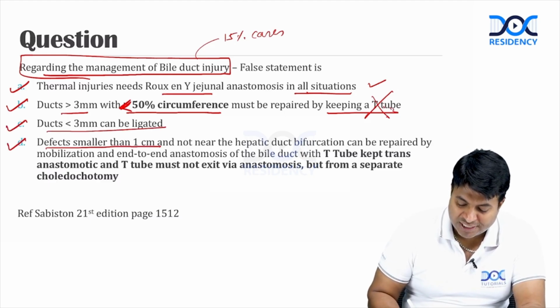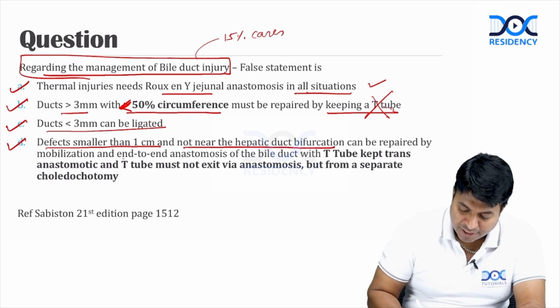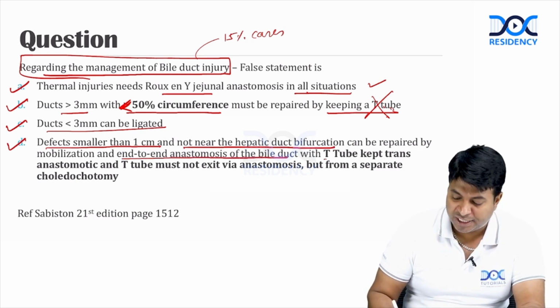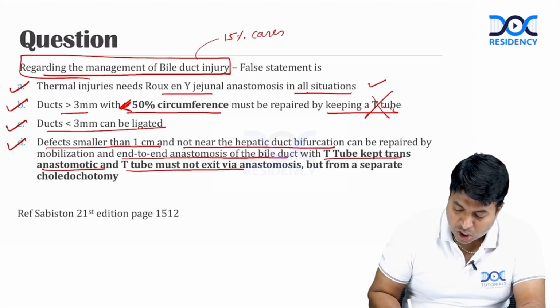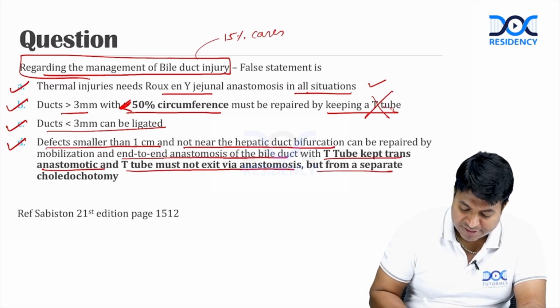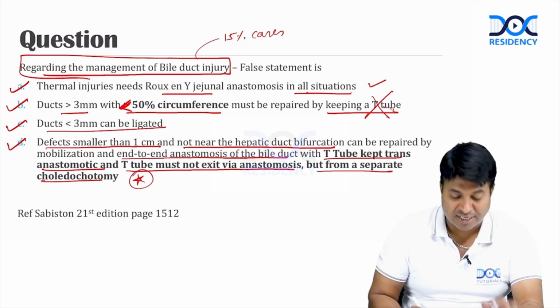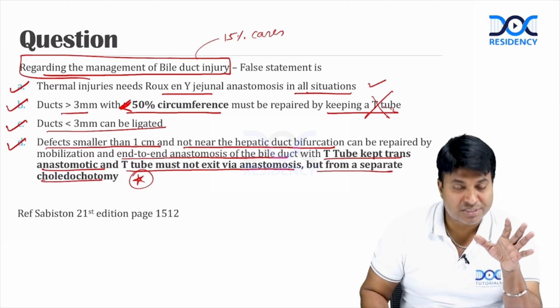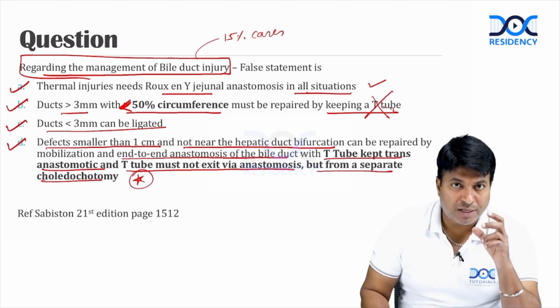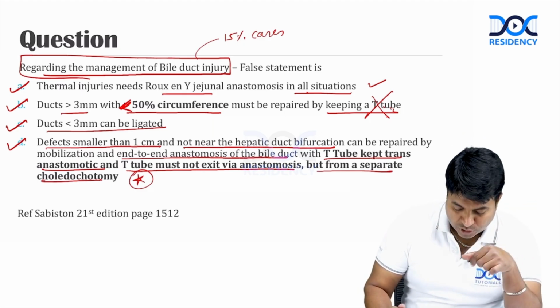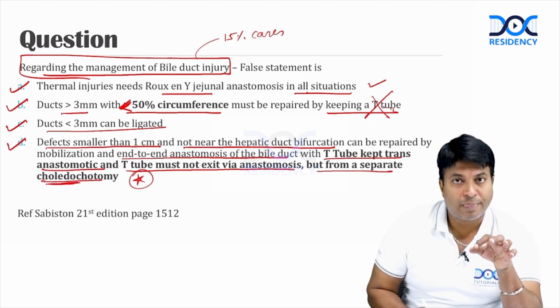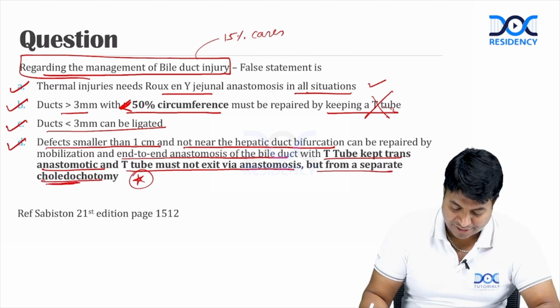Defects smaller than 1 centimeter, not near the hepatic duct bifurcation, can be repaired by end-to-end anastomosis of the bile duct with the T-tube kept trans-anastomotic, and the T-tube must not exit via the anastomosis but from a separate choledochotomy. See, that's an extraordinary line from Sabiston. The T-tube should be kept across the anastomosis, but it should not exit through the anastomosis. It should come out through a separate wound. Okay, a separate wound in the bile duct.